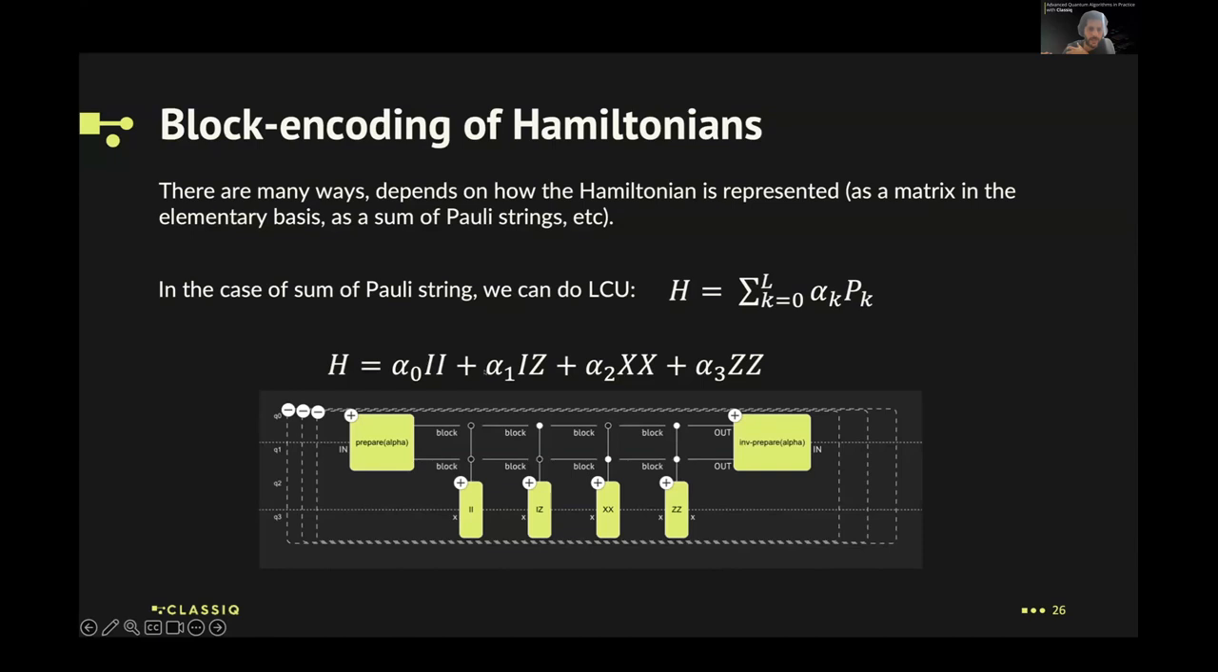The idea is that I, Z, X, and ZZ are all unitaries. So I'm doing this unitary, then that unitary, etc., all controlled on this state. Then I'm doing the inverse, and this is the block encoding of my Hamiltonian. But of course, depending on whether your Hamiltonian is sparse in the elementary basis, maybe you want to block encode it differently. So for a given Hamiltonian, you need to think how you want to block encode it.